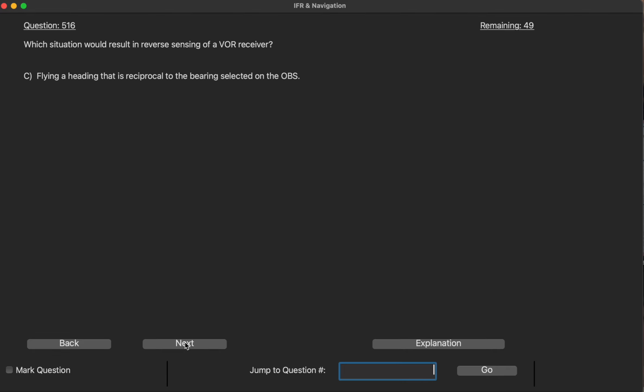Which situation would result in reverse sensing of a VOR receiver? Flying a heading that is reciprocal to the bearing selected in the OBS.